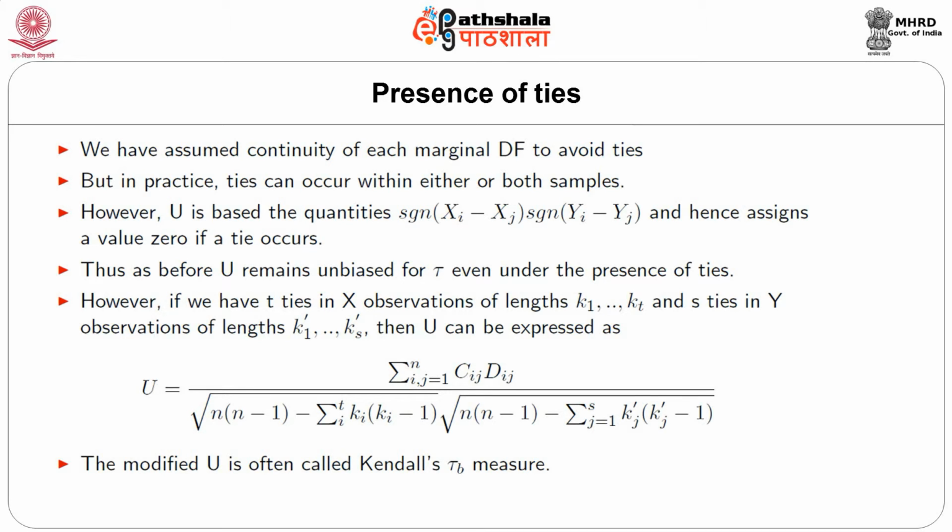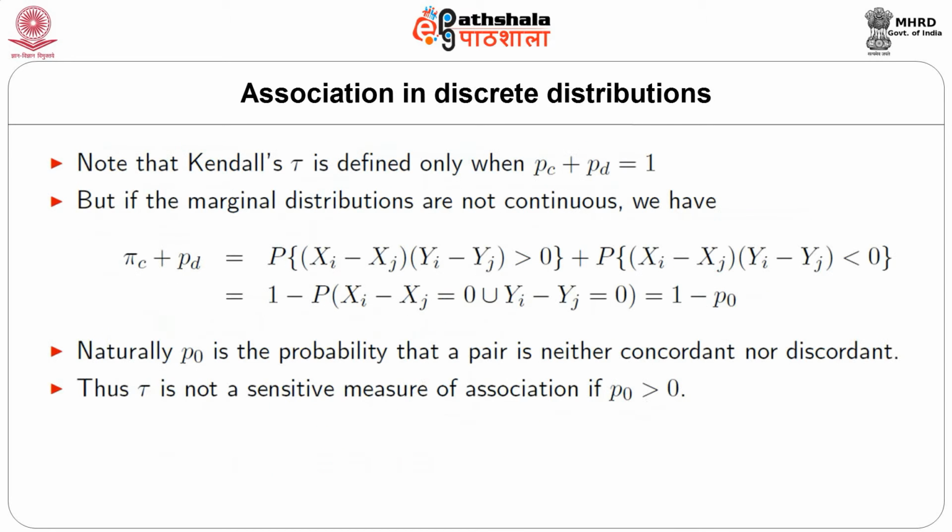We have discussed so far that Kendall's tau is defined only when PC plus PD equal to 1. That is, the pairs are only concordant or discordant. But if the marginal distributions are not continuous, we have PC plus PD, which is nothing but the probability of concordance plus probability of discordance, which is nothing but 1 minus probability the product yi minus yj multiplied by xi minus xj equal to 0, which is nothing but 1 minus probability that xi minus xj equal to 0 or yi minus yj equal to 0, and which we denote by 1 minus p naught.